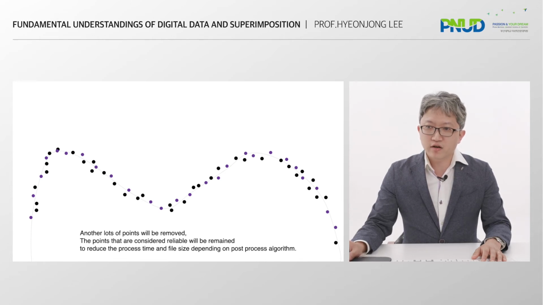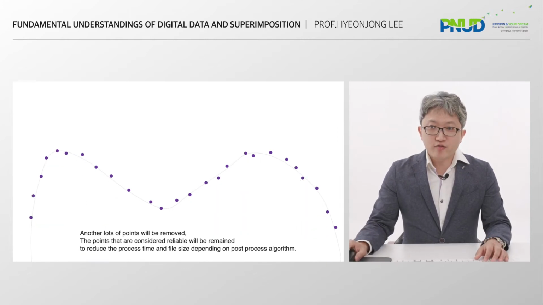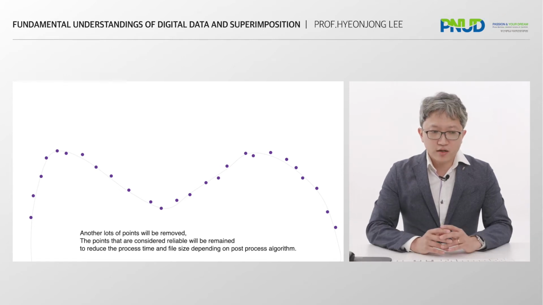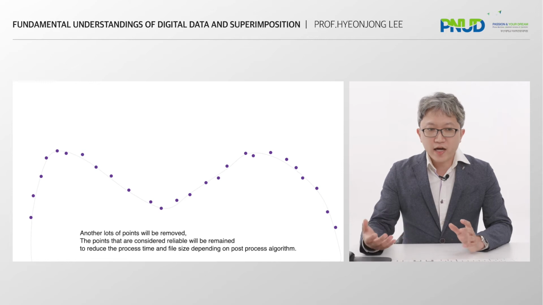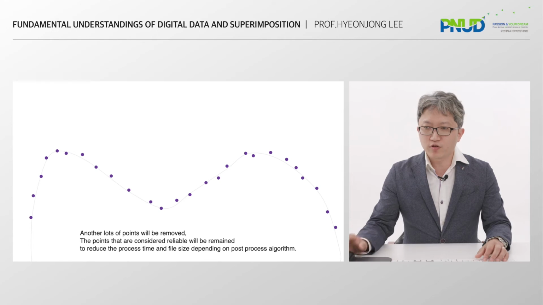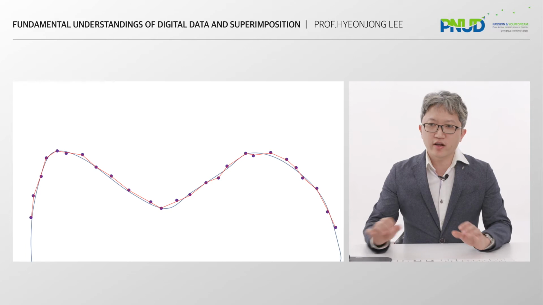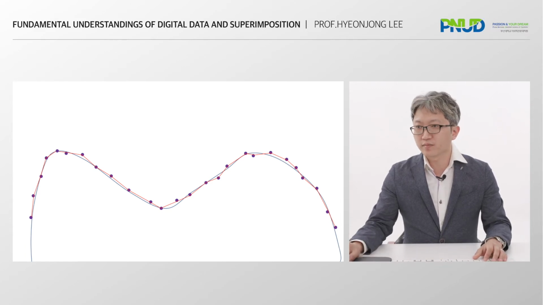The points that are considered reliable will remain, to reduce the process time and file size, depending on the process algorithm. The algorithm only keeps a certain number of points. So let's say, when we get like 10,000 points in the point cloud, but during the process only like 5,000 points remain, something like that. So now by connecting these point clouds, we can generate a 3-dimensional mesh consisting of small little triangles as you saw previously.